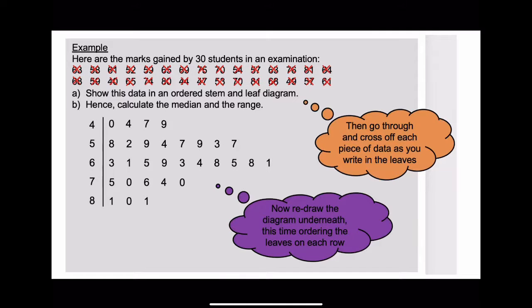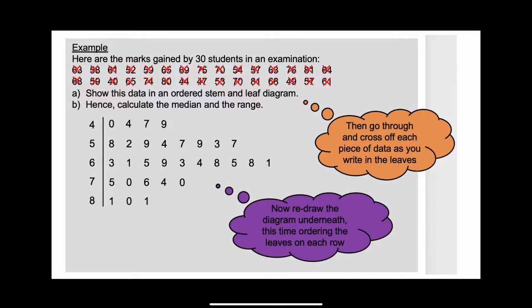Now you can order your data in the first instance, but I actually think it's more efficient and quicker just to list the data to begin with, because it's easier then to see if anything needs to be put in order. So just going through the data and crossing off each one, I know I'm not going to miss any values out. Then I redraw the diagram underneath, this time ordering the leaves on each row.